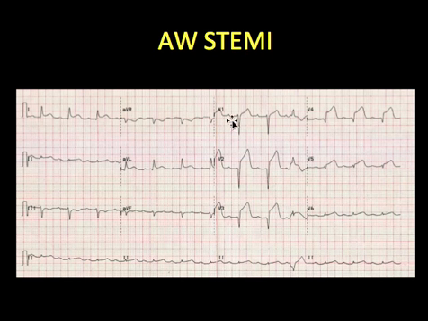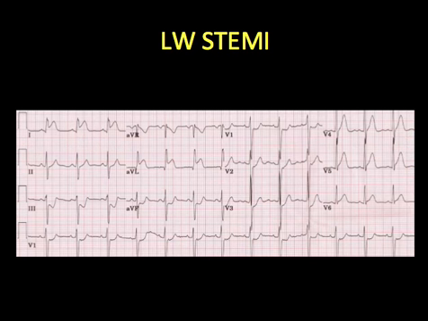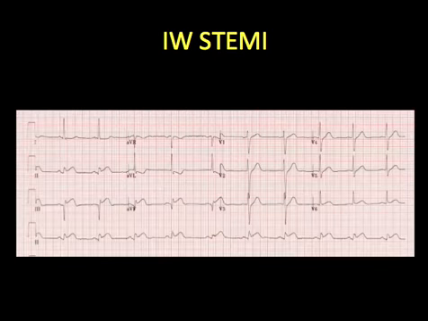1, AVL, V1 to V6, there is ST elevation all over, and you can see the reciprocal changes, the ST depressions in lead 3. Another example, this is the high lateral MI. You can see ST elevation in lead 1 and AVL, and these are the reciprocal depressions here. Okay, and another example, this is inferior wall MI. You can see the ST elevation in inferior leads, that's 2, 3 and AVF.